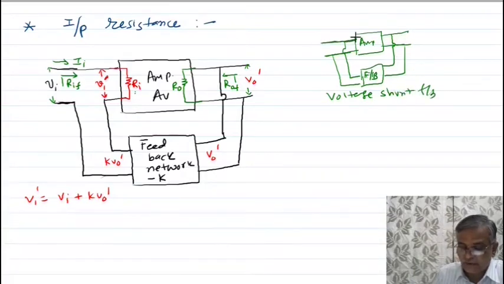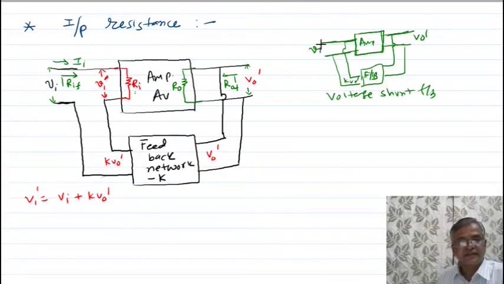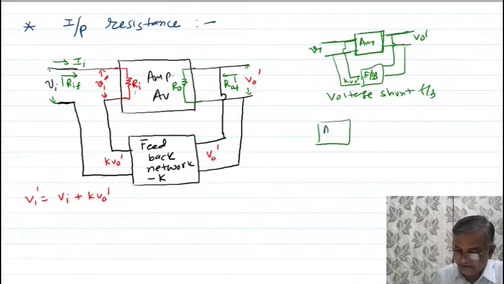This diagram I have drawn in the initial stage. This is your amplifier, this is your VO dash, this is KVO dash, this is VI. This is a voltage shunt feedback. And let me show another diagram of a voltage series feedback. This is a voltage series feedback. This is the amplifier, this is the output.